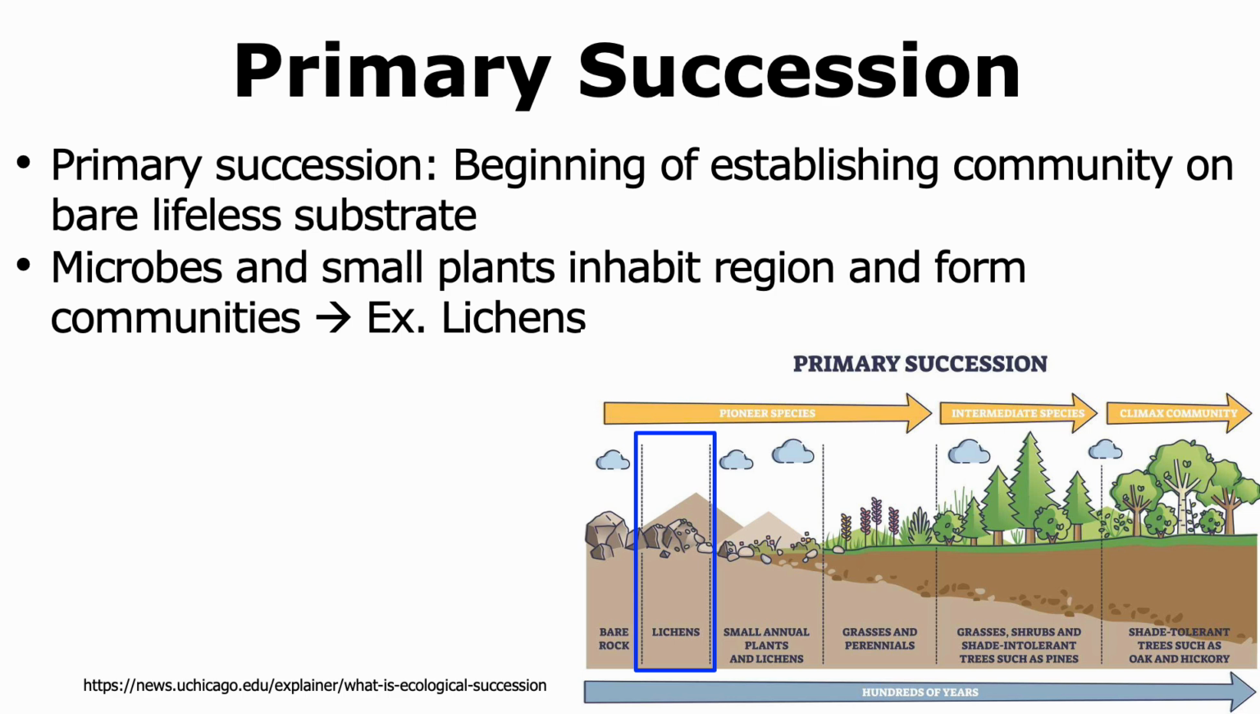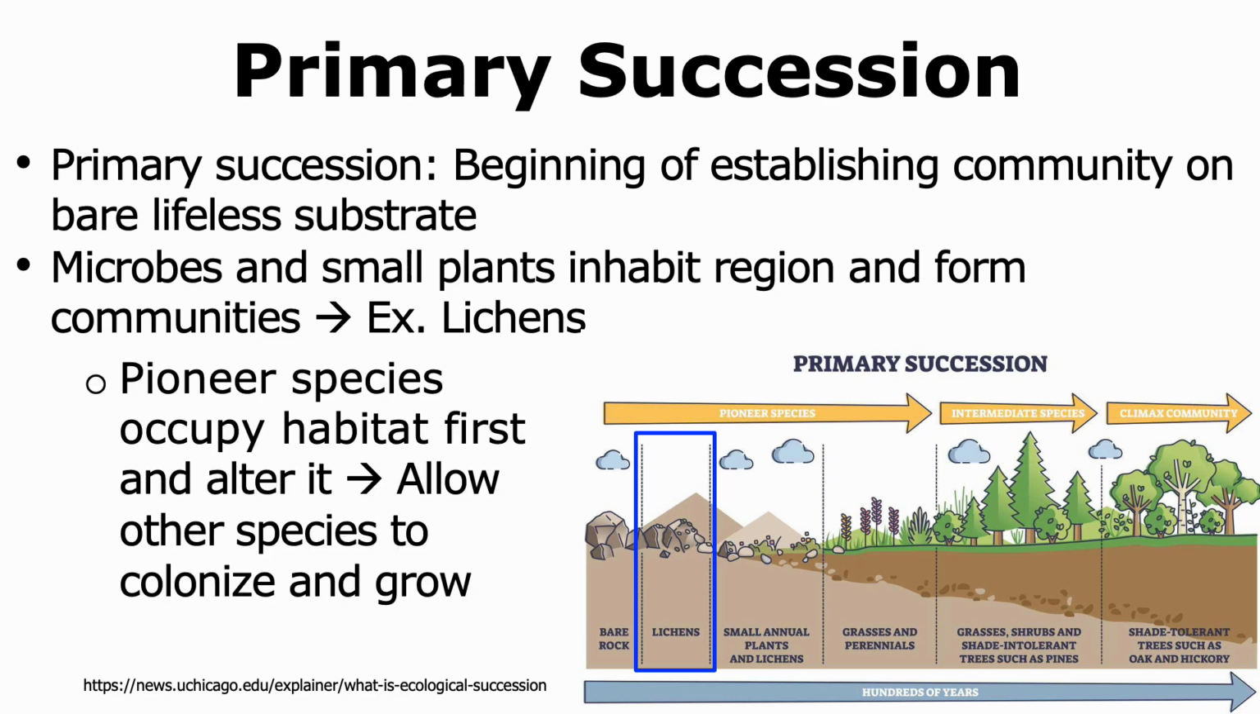These organisms are called pioneer species. Pioneer species are those that occupy the habitat first and start altering it. They start establishing conditions that allow other species to colonize and grow.